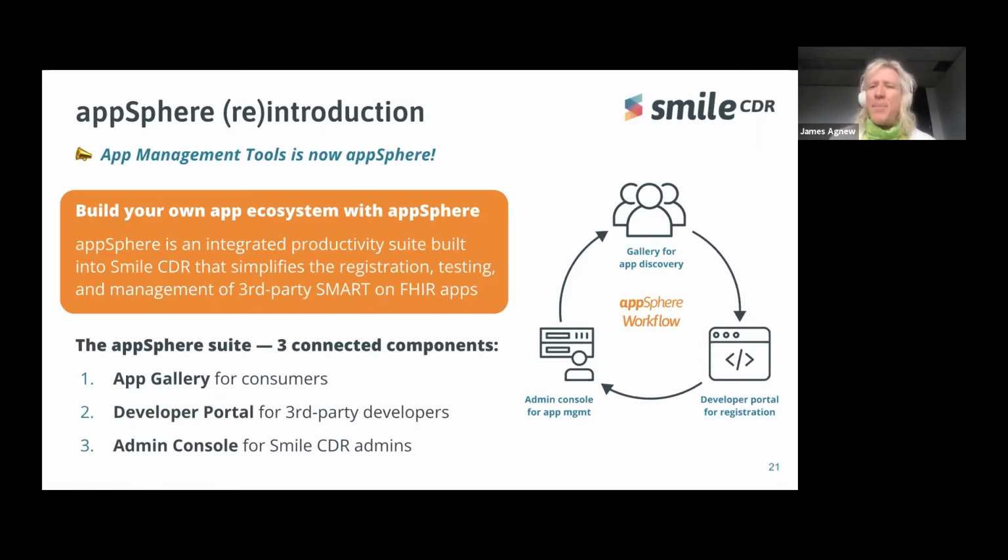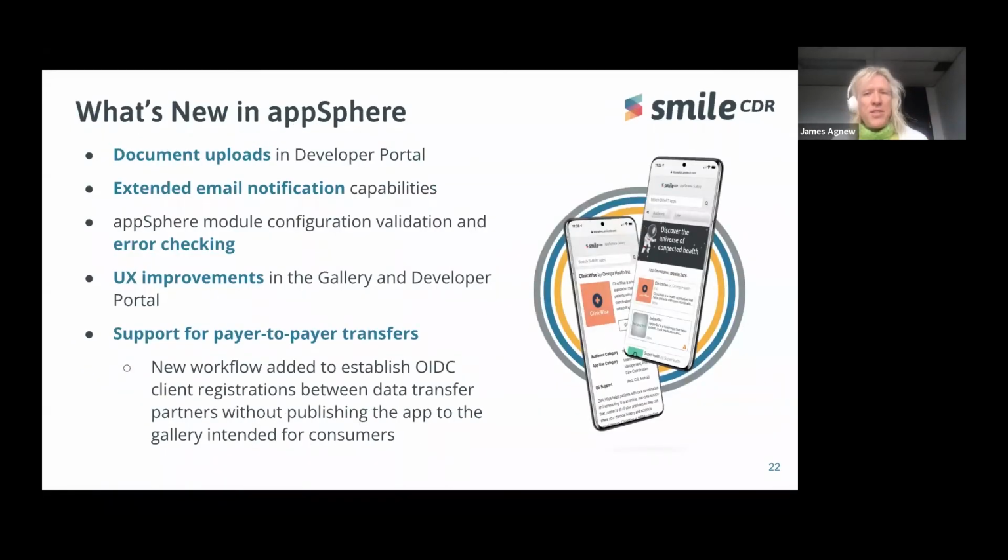There is a great deal of really useful tooling in this tool chain. I will say most commonly this tool chain is thought of as the app gallery, which is a component of Appsphere, but there is a whole lot more to it as well. So it is an entire ecosystem of tools that can be used for the management of apps within your own organization. So what's new in Appsphere, other than renaming it to Appsphere, in the most recent release?